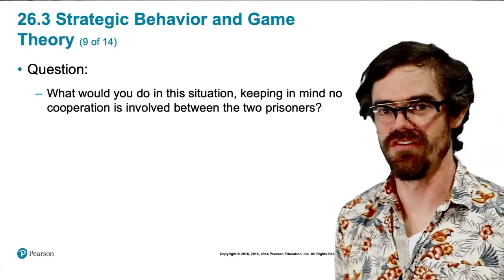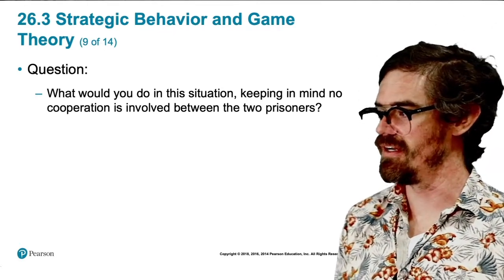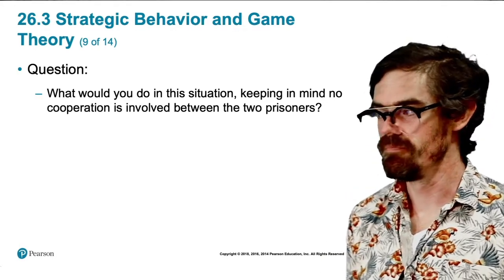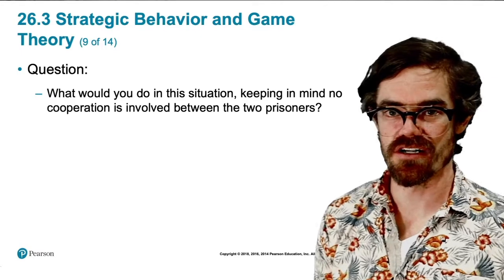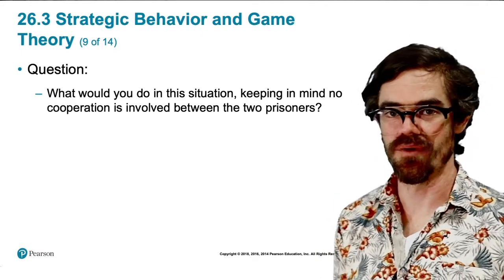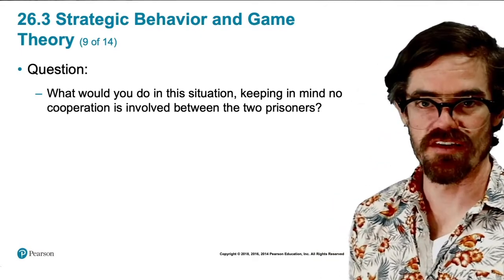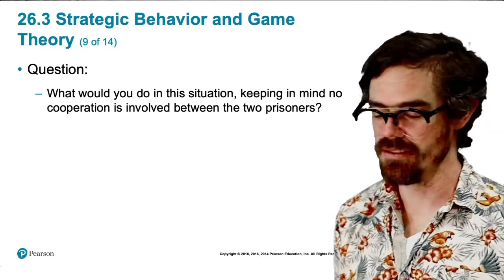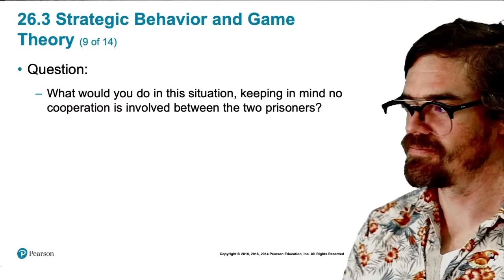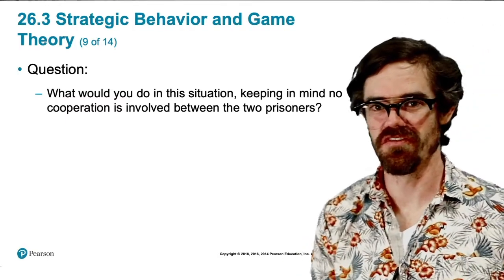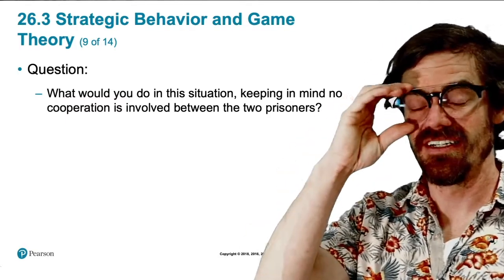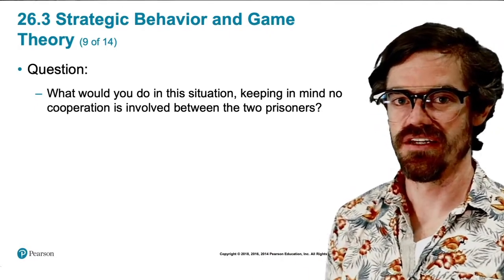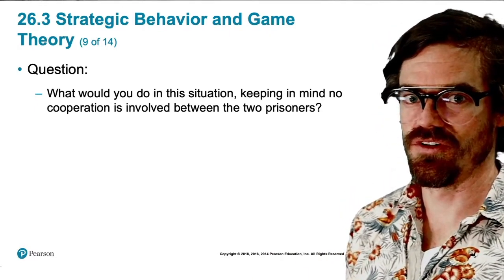So what would you do if you were in this situation, keeping in mind that there's no possibility for cooperation? The two players can't talk to one another. They can't coordinate in any way. They just know that they've been caught, they've been separated, and that these are their options. So what would you do? Just for fun, as an easy last discussion post, why don't you tell me in your discussion post what you would do and why?